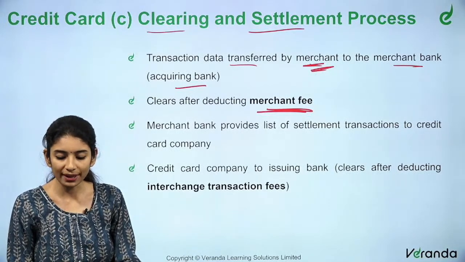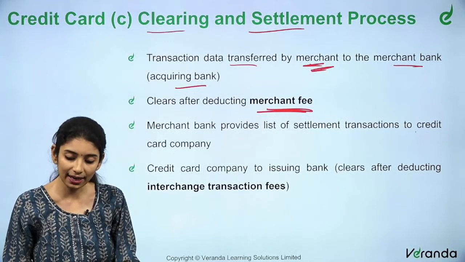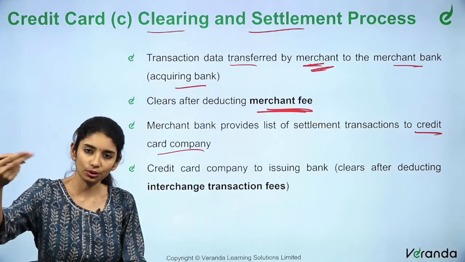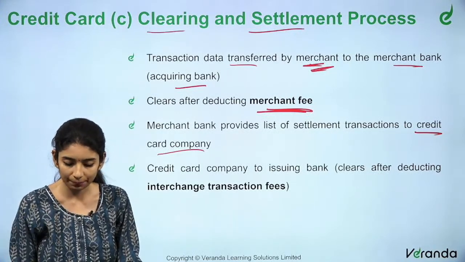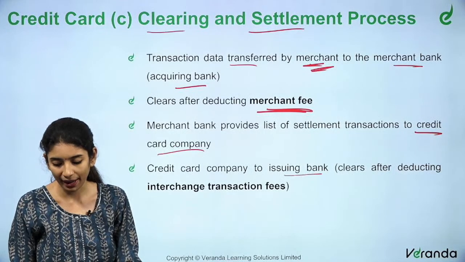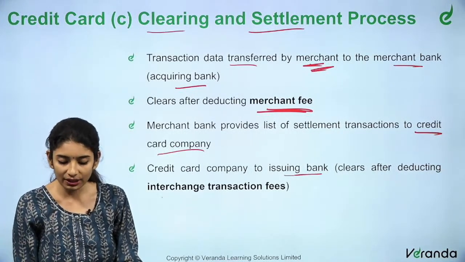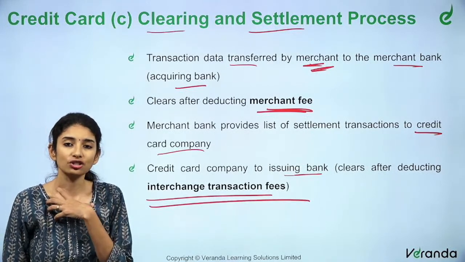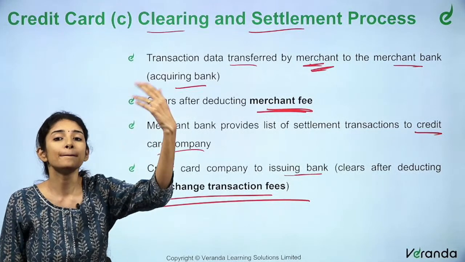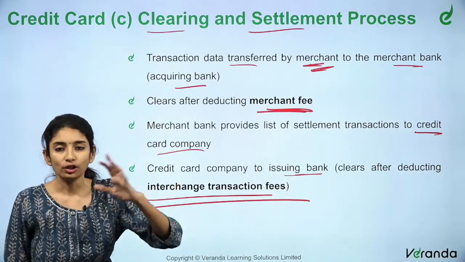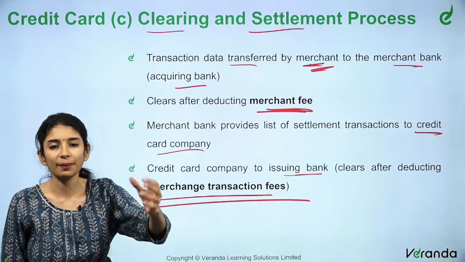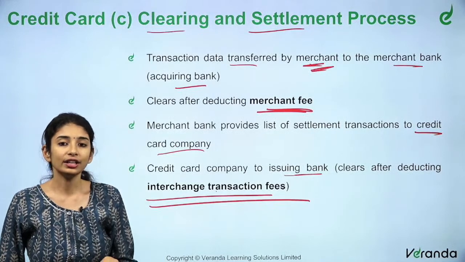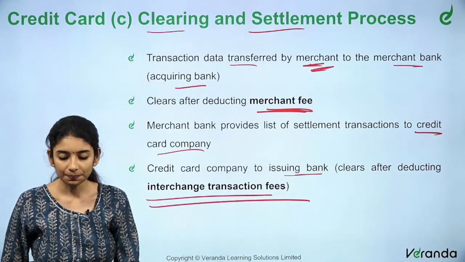The merchant bank provides a list of settlement transactions to the credit card company. It could be my company, it could be my friend's company who's filled petrol, it could be my neighbor's company, to all those companies. Now this credit card company gives the money to the issuing bank after deducting something known as interchange transaction fees, because from my HDFC bank it is going to the petrol bunk's SBI bank. So HDFC to SBI, they have to transfer the money. What they do is they deduct the interchange transaction fee. Clear?